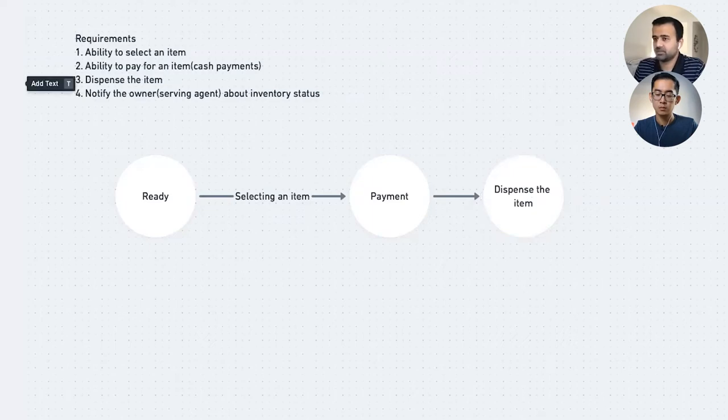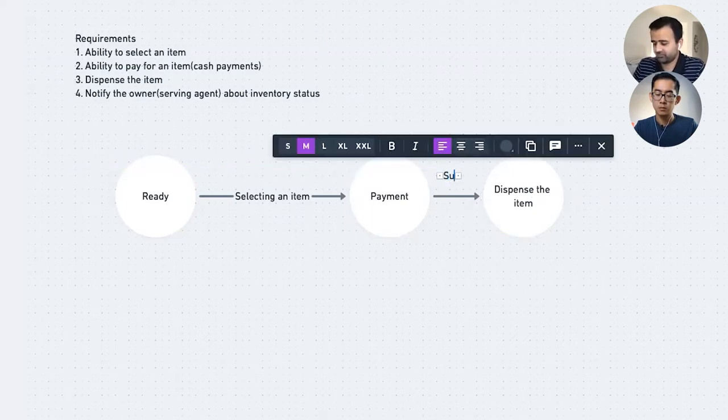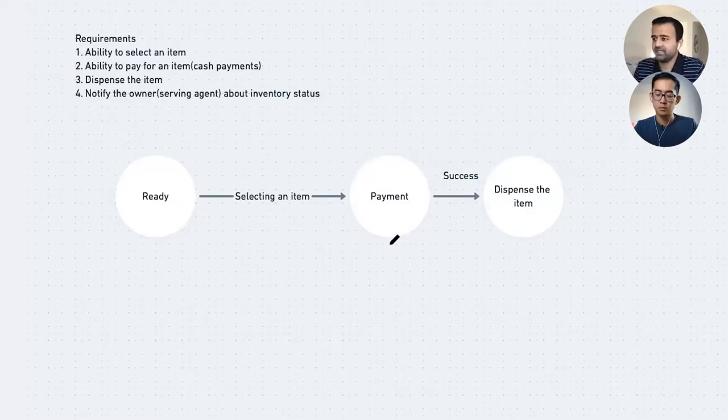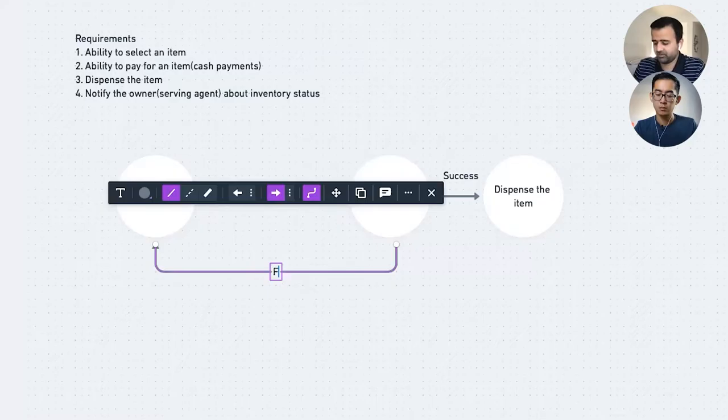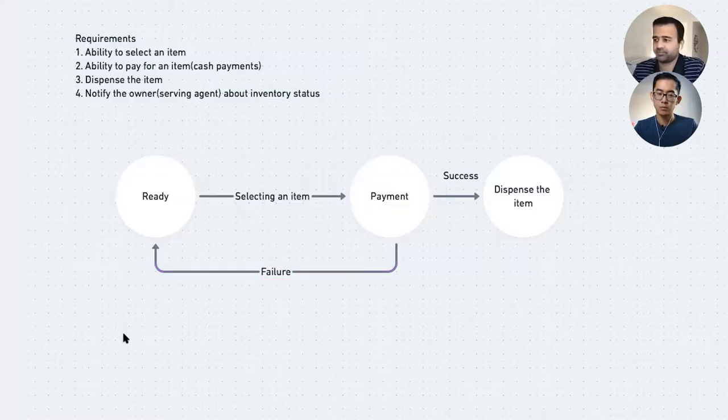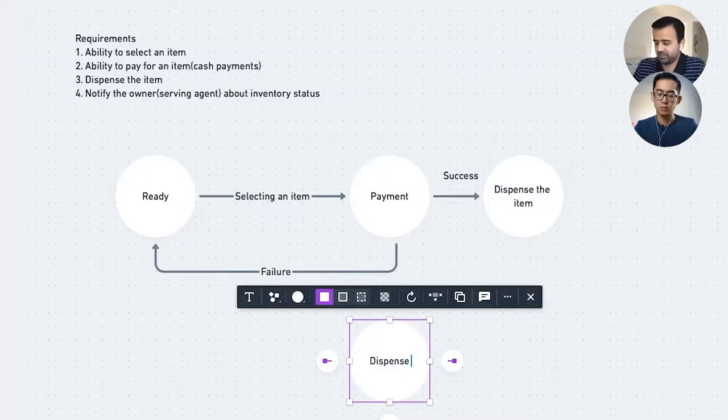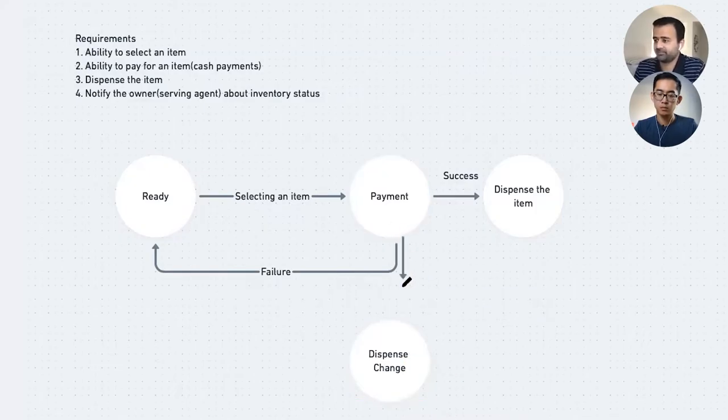So if this is a success, it proceeds this way, and if it fails, you go back over here. In terms of payment, given that this is a cash only system, you would also dispense change, if there is any, from the payment system. So at a high level, these are the life cycles that a typical selection can go through. You can add a few more, for example, you can select something and cancel, and start all over.